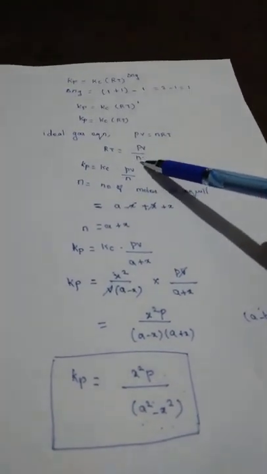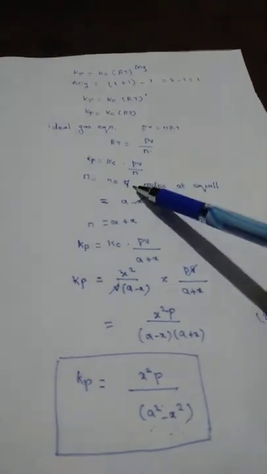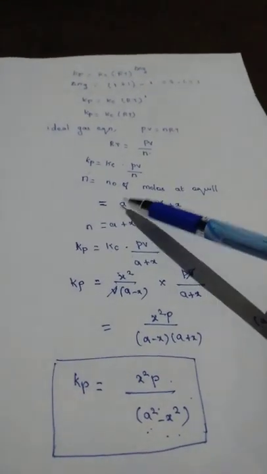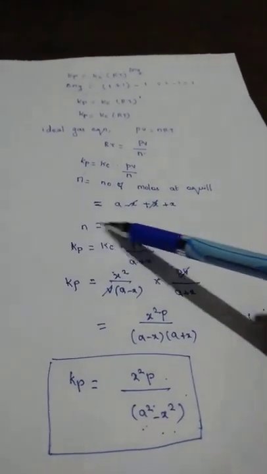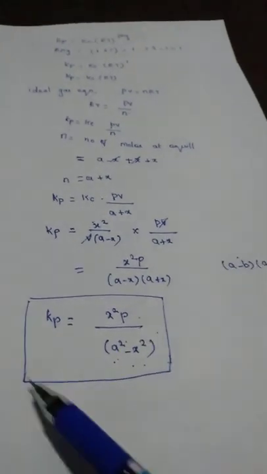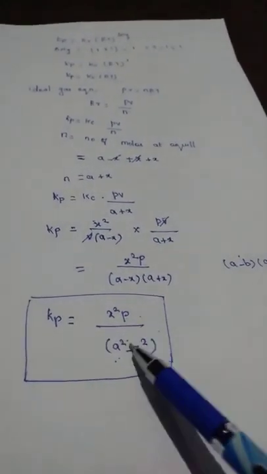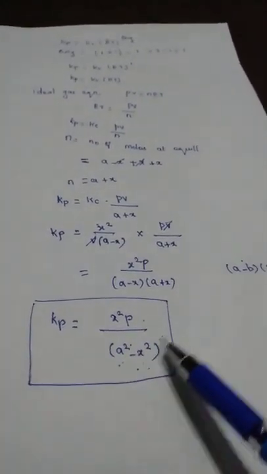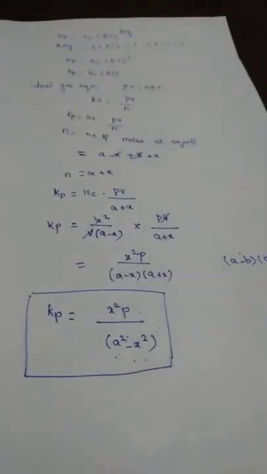Then we can calculate the N value. N is equal to the total number of moles. If you add all the numbers of moles, you get the N value. Then substitute the N value and the Kc value. If you substitute all the values, you get the Kp answer: x squared P divided by A squared minus X squared. Understand? Okay, listen.